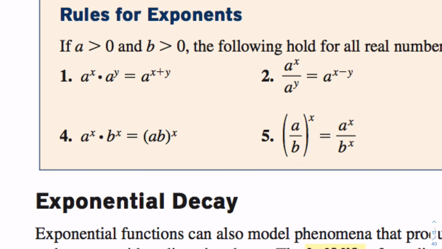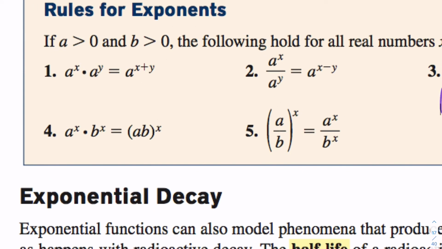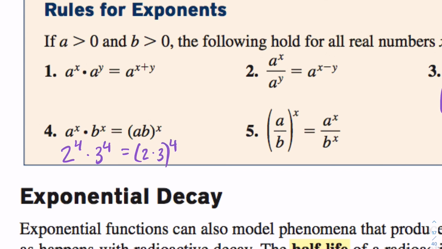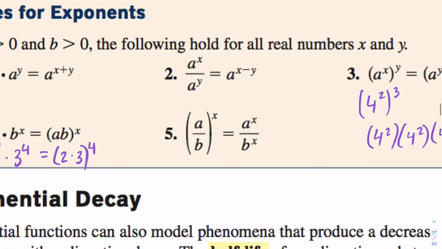A to the x times b to the x is the same as multiplying a and b and bringing it to the x power. So in this case, 2 to the 4th times 3 to the 4th is the same as 2 times 3 to the 4th. That's the only time you're allowed to mix bases, is if the exponent is the same. Other than that, you've got to keep them separate. And you can apply the x to the numerator and denominator.